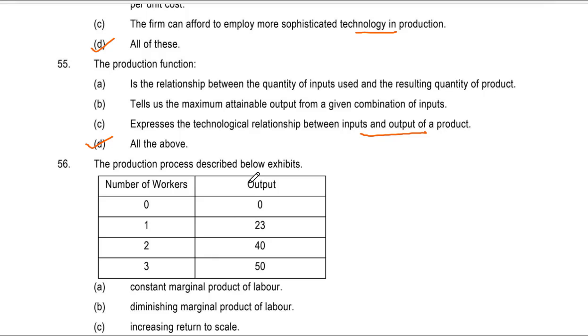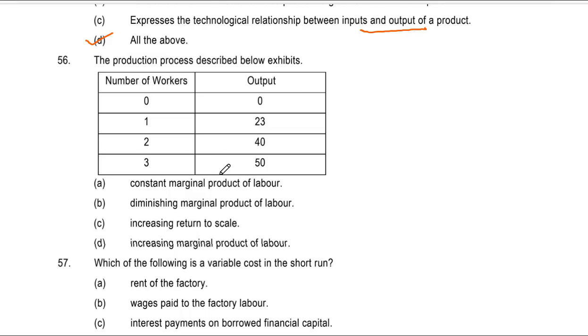Let's see question number 56 now. The production process described below exhibits number of workers 0, 1, 2, 3, and output. At 0 the output is 0. When the worker is 1 the output is 23. When the worker is 2 the output is 40. When the worker is 3 the output is 50. That means we are increasing the workers but the output is not increasing in that proportion. The output is increasing in diminishing proportion.